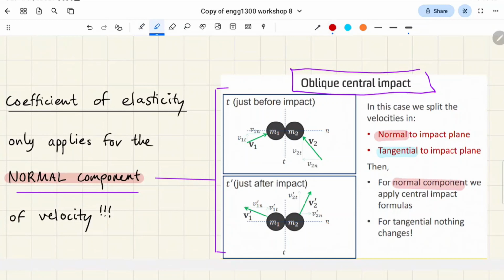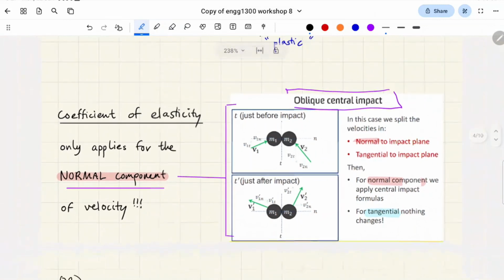And then for the normal component, you apply, they call it central impact formulas, but that's just the E thing, right? This is your coefficient of elasticity. And for the tangential component, nothing changes. Okay. Yeah. So that's how it would work.